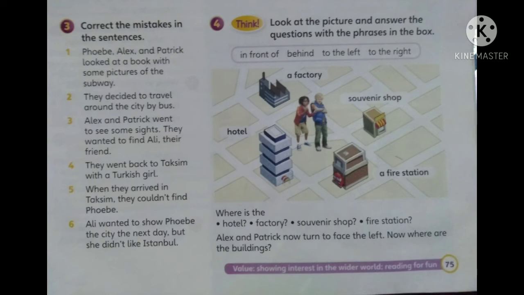Number 2. They decided to travel around the city by bus. It is not correct. The correct one is they decided to travel around the city by subway. So it is different between bus and subway. Subway is just like a train underground, kind of.